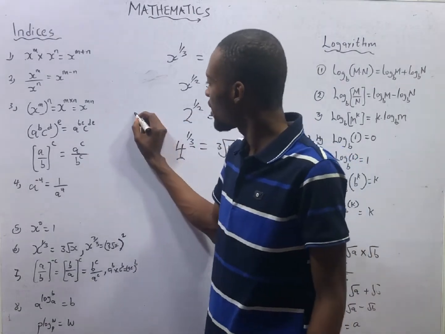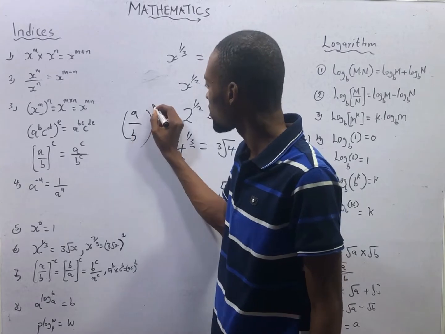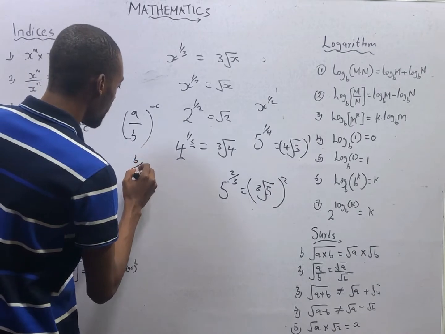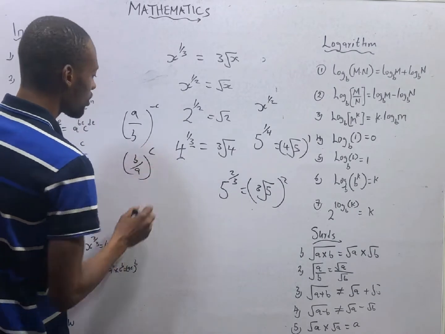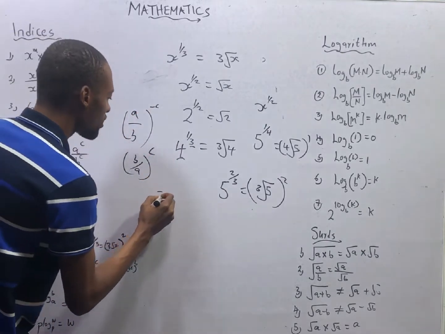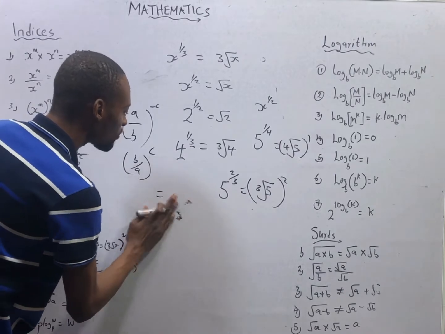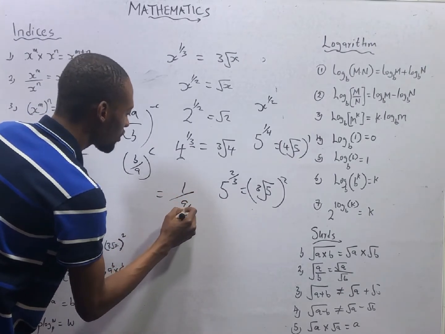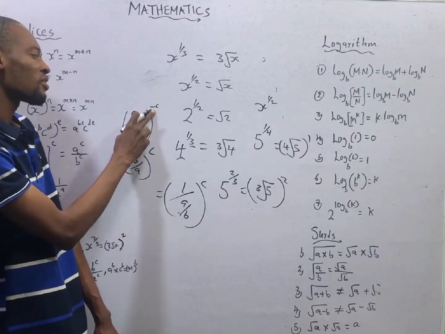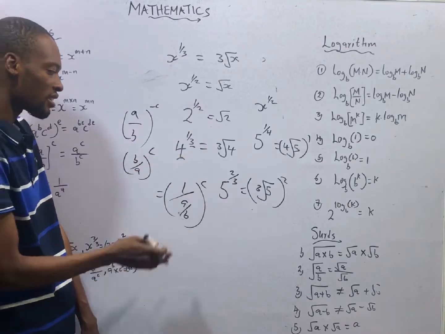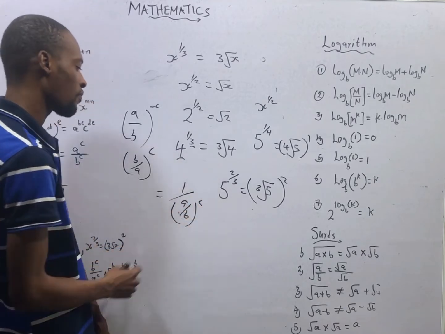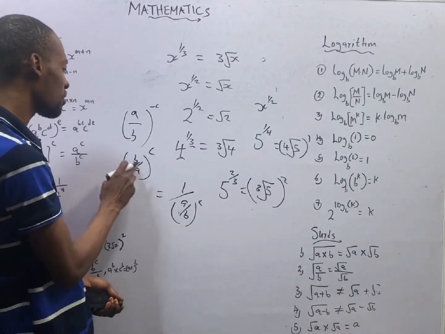Indices also says that when you have a over b raised to the power of minus c, this is the same thing as b over a raised to the power of c. Do you know why? If you have a over b raised to the power of minus c, this is the same thing as 1 over a over b raised to the power of c. Because a minus power of something will give you 1 over everything there. So when you solve and invert, you get the inverse of it.